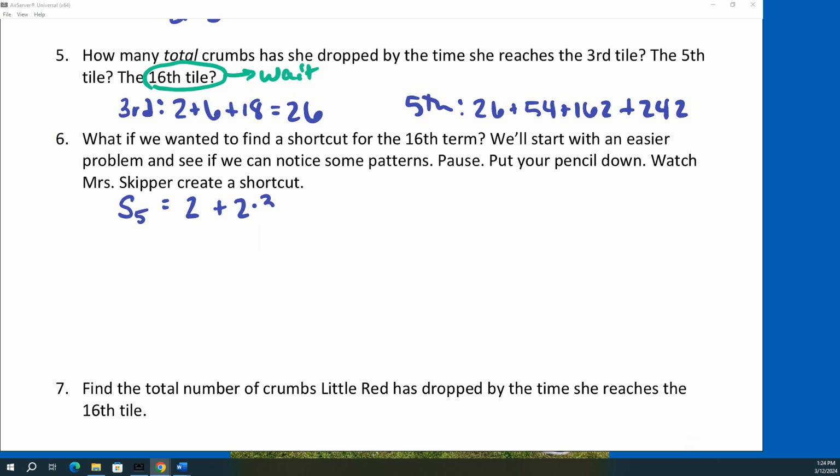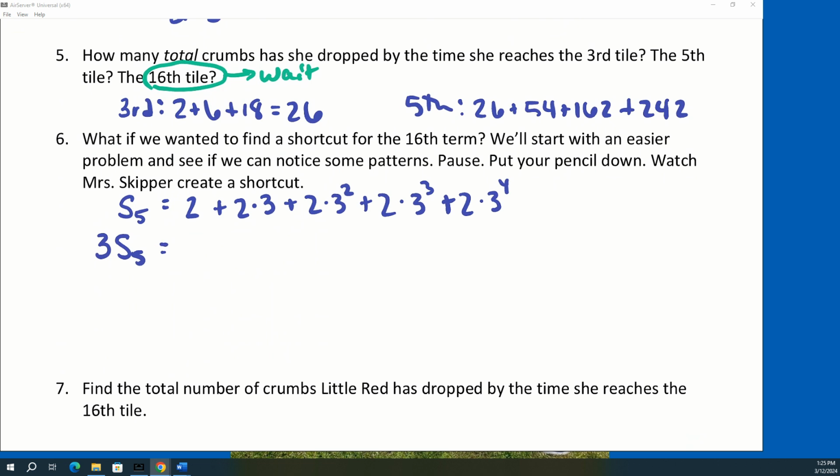And then the second was 2 times 3, 2 times 3 squared, 2 times 3 cubed, 2 times 3 to the 4th. Right? And now I'm going to take that list and multiply it by another 3. You do not have to write this if you don't want to.